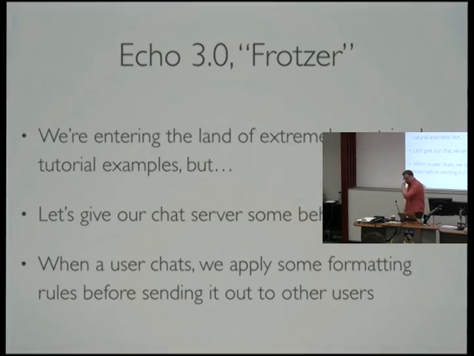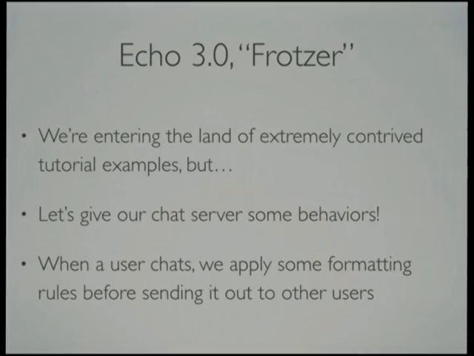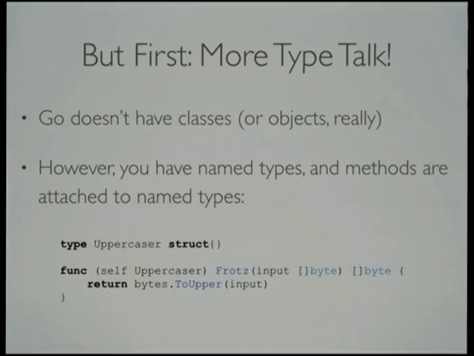So we're going to go into 3.0, which I'm calling Frotzer. If any of you have played Zork, you may have heard the term. If not, then it's going to be completely irrelevant. So we're going into really contrived examples here. But I want to talk a bit about how Go is not object-oriented per se, but it has language support for functionality that gives you most of what OO gives you, polymorphism and the like. So what we're going to do is build some behaviors that we can apply to the messages before they get echoed back out to the users. So, more type talk. We talked about structs, or mentioned them a little bit earlier.